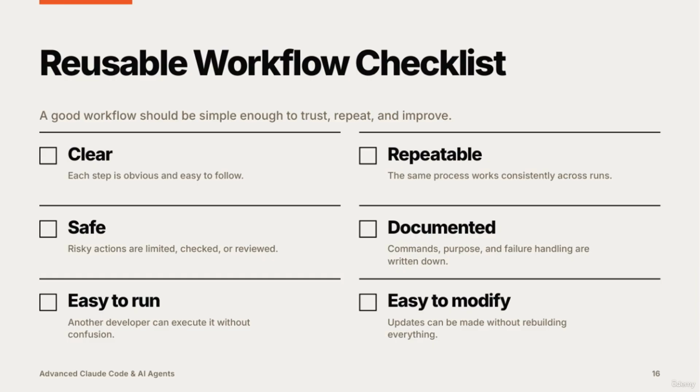Documentation is another critical element. This includes recording commands, the purpose of each step, and how to handle failures, ensuring that everything is transparent and accessible. The workflow should be easy to run. Another developer should be able to execute it without running into confusion. Finally, it should be easy to modify, allowing updates and improvements without needing to rebuild the entire process from scratch. These principles form the backbone of an effective, reusable workflow that stands the test of time.